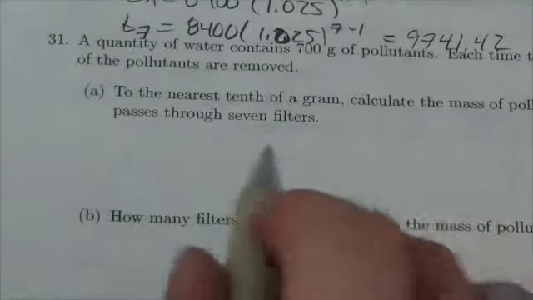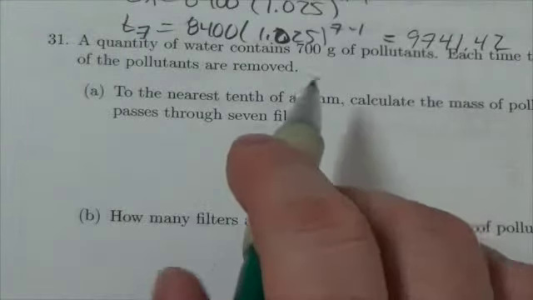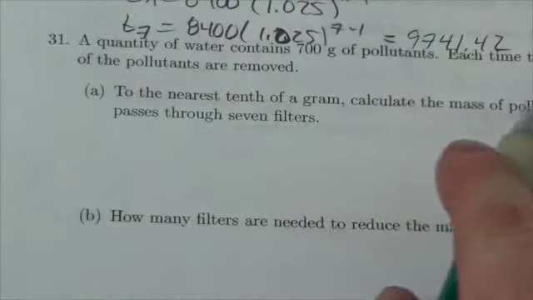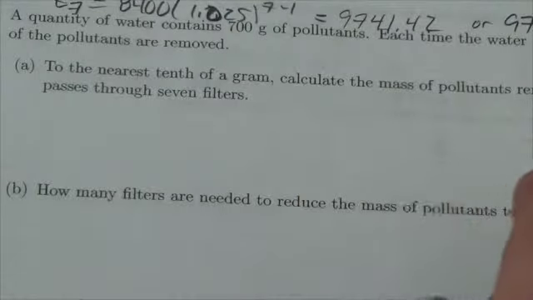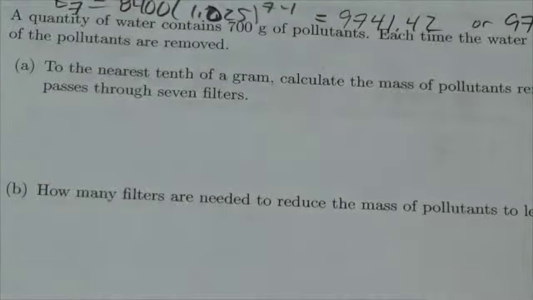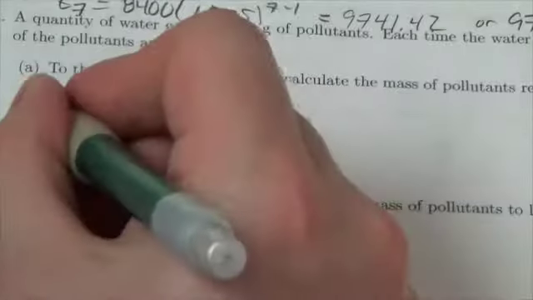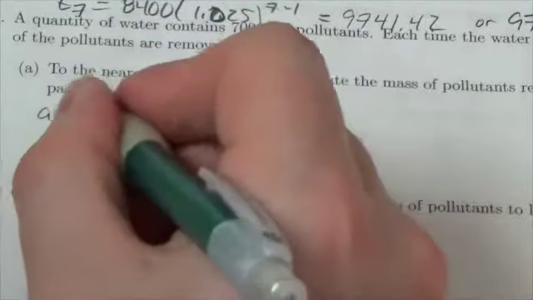All right, question 31. A quantity of water contains 700 grams of pollutants. Each time the water passes through a filter, 18% of the pollutants are removed. To the nearest tenth of a gram, calculate the mass of the pollutants remaining in the water after it passes through the 7 filters.